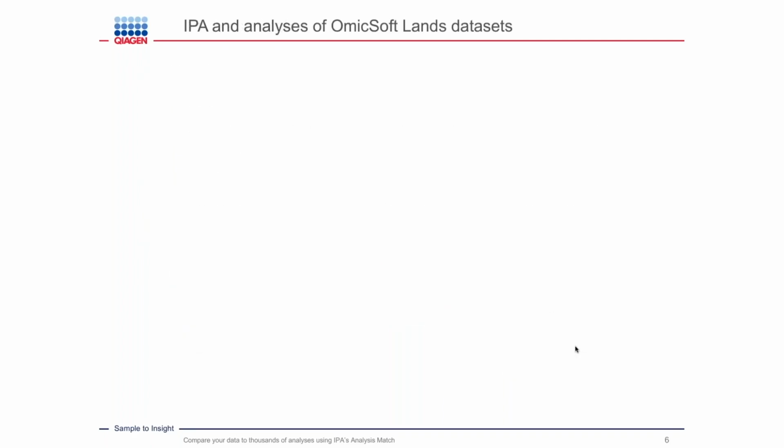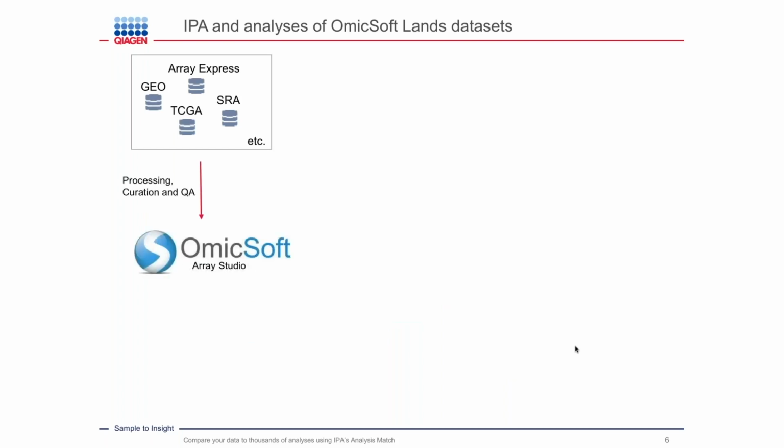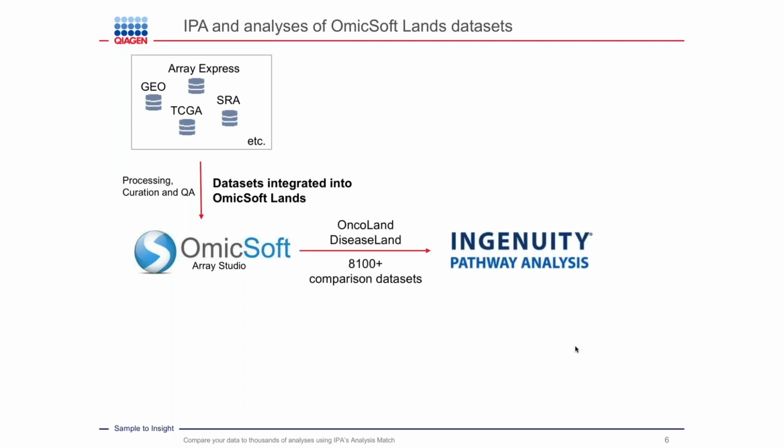Now I'd like to tell you about how these thousands of data sets and analyses were constructed for use in IPA. These data sets were first downloaded from databases such as SRA and GEO and the Cancer Genome Atlas, among others. The data are from microarray and RNA-seq experiments, and they were processed by software from QIAGEN's recently acquired OmicSoft. And then the curated data were put into what are called lands. Then we took the data from the lands and created comparison data sets. For example, we could take ratios between experimental treatment groups versus non-treatment groups. And then we went ahead and uploaded those data sets into IPA for analysis. And then both the analyses and data sets are located in a special repository in the program.